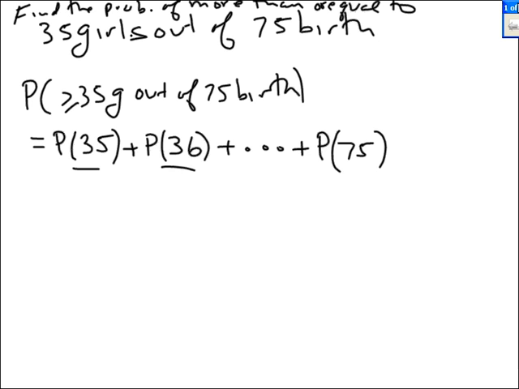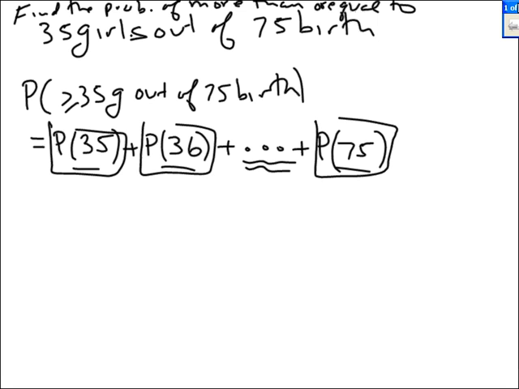There are not 3 probabilities that are being added. There are many in here. Probability of getting 37 girls out of 75, probability of getting 38 girls, 39 girls, plus the probability of 40 girls, all the way up to 75. In fact, there are 41 calculations that you would have to find.